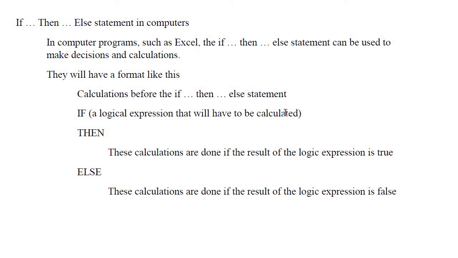You have to calculate the value of that logical expression based off of the calculations that came previously, and this will calculate to either true or false. If the logical expression in the if statement calculates to true, then you do the directions inside the then portion. These are the calculations that are done if the logical expression in the if statement is true. If the if statement is false, then you do the else part of the problem. After the else, these are the calculations done if the result of the logical expression is false.